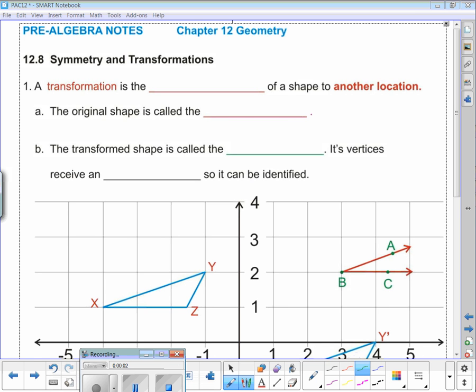All right, last lesson, blue light on. All right, so symmetry and transformations is the last topic. This is a topic that you will definitely develop a whole lot more in geometry. And by the way, if you notice, we went from 12.5 to 12.8.